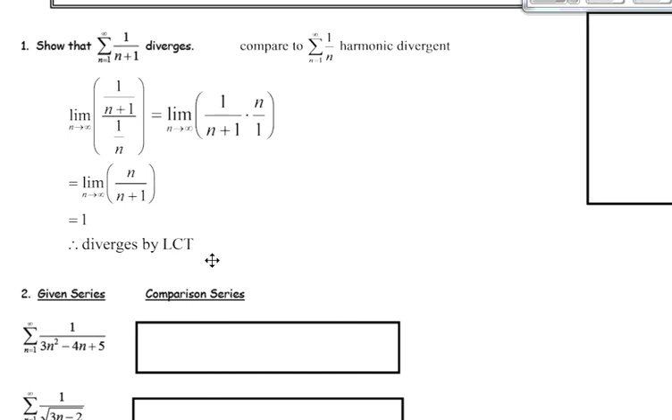Now notice here, I made it shorthand, LCT. The AP test does recognize LCT as the limit comparison test. You don't want to shorthand a lot of things, but this one you can, it is recognized. Okay, so that's how the limit comparison series works.